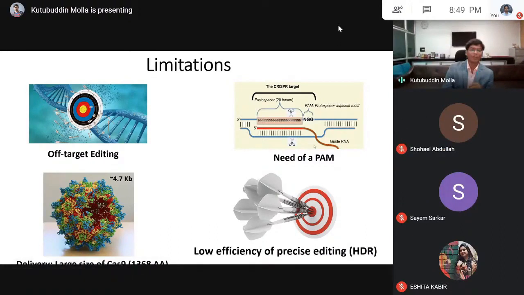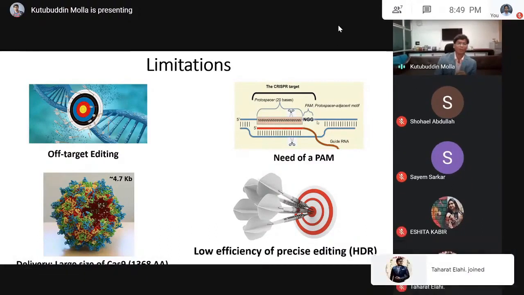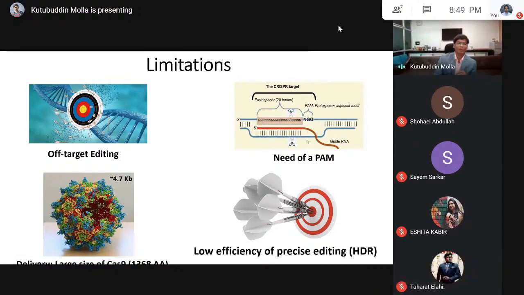Now the next limitation is you have to have a PAM sequence just following your target sequence. So this NGG should always be there in order to make it a targetable sequence. So this is another limitation of this technology. I will tell you how to avoid these conditions. And another limitation is that this Cas9 is a pretty big protein. It has 1368 amino acids, and the nucleotide length is 4100 base pairs, so 4.1 kb.